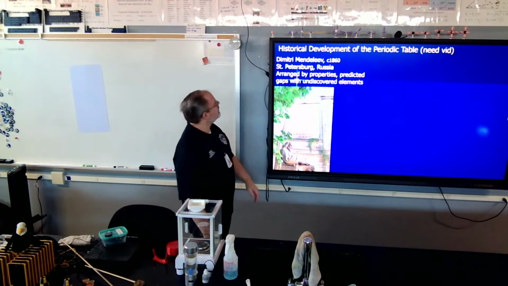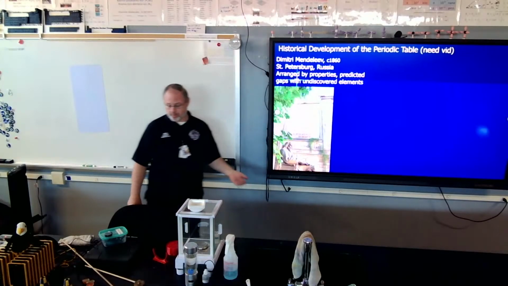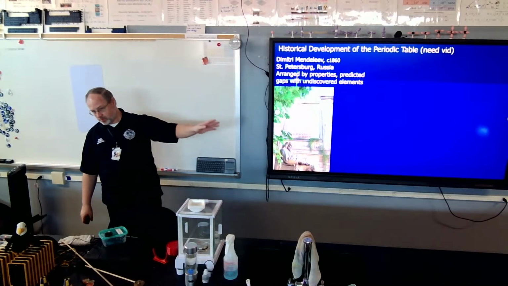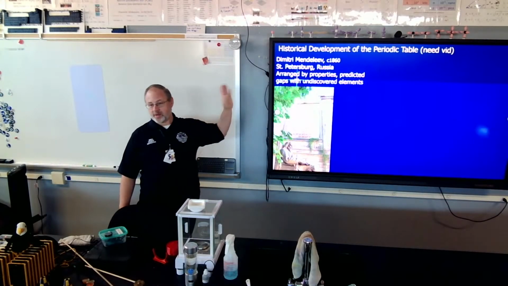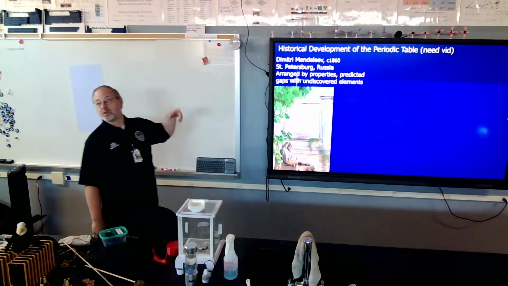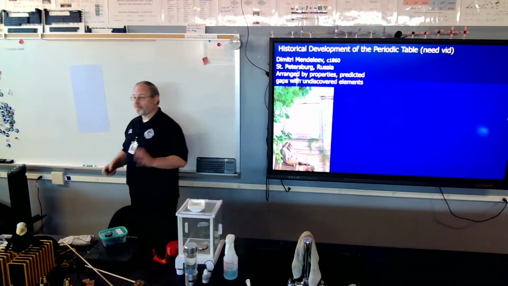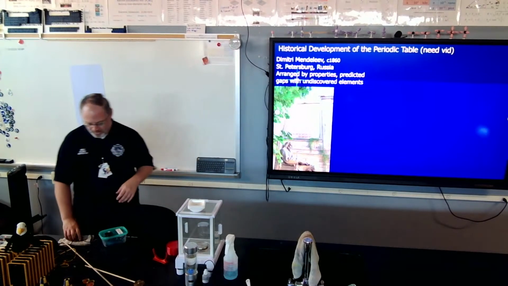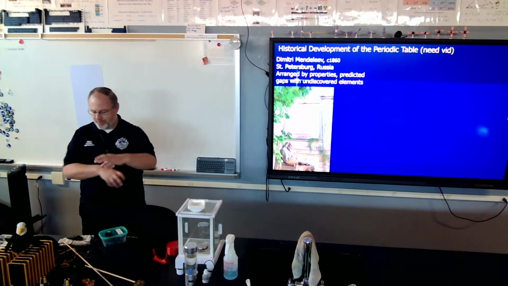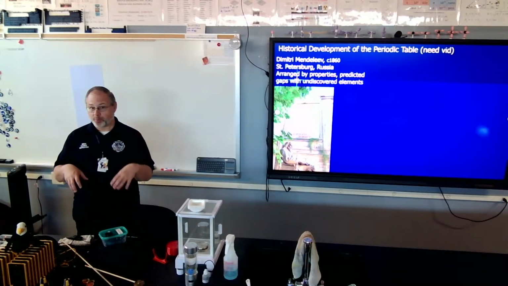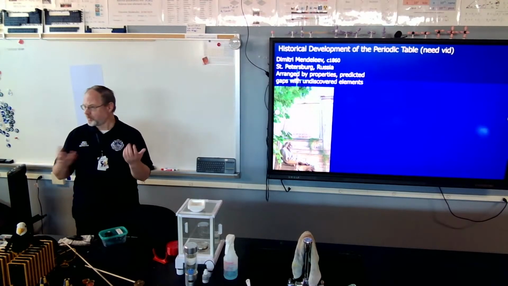But anyway, Dmitry Mendeleev, he's in St. Petersburg. This was way before all the wars. This is the middle of the 19th century, the beginning of the Industrial Revolution. And what he did is he took the 45 known elements and he grouped them according to their properties. First one to do that.